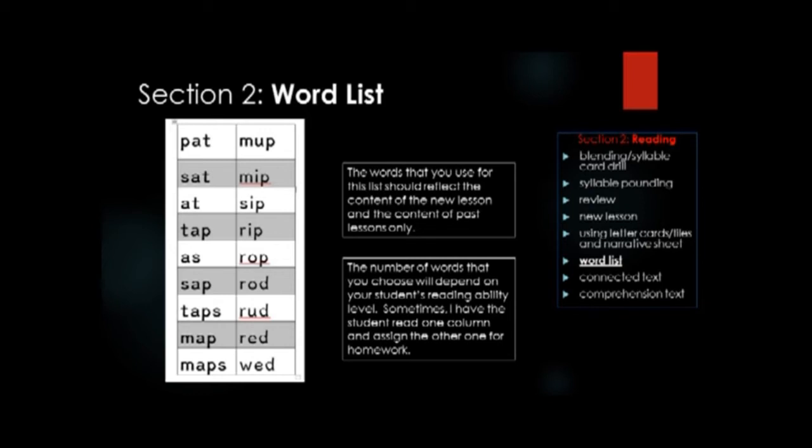There's an example provided here, and you want the words that you choose to reflect the content of your new lesson. When I show you the video clip that I have of me teaching Sebastian, you'll see that many of the words that I chose relate directly to the CK rule, or they're showing past content that we've covered. The number of words that you choose to put on this list is going to depend on your student's reading ability level. Sometimes I have the student only read one column, and then I assign the other column for homework.